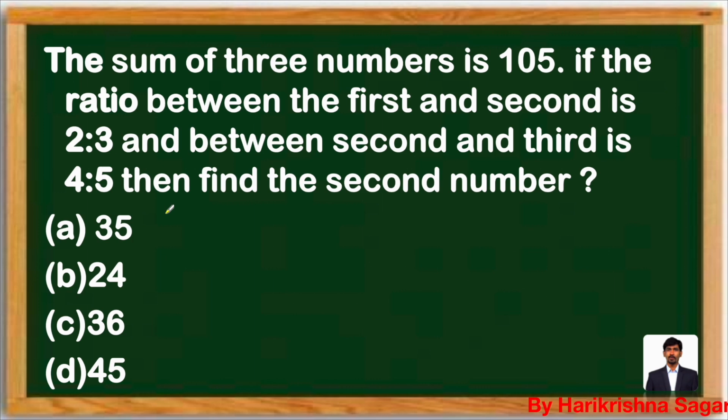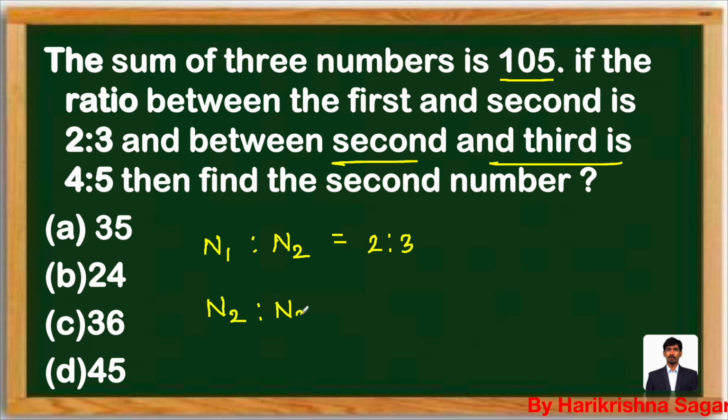And let's look at the question which is given in the previous paper. If you observe this question, sum of the three numbers is 105. If the ratio of first and second number, I don't know what are those three numbers. I am assuming those numbers as n1 and n2 and n3. The first and second number ratio they given as 2 is to 3, and second and third numbers ratio they given it as 4 is to 5. n2 is to n3 is equal to 4 is to 5.